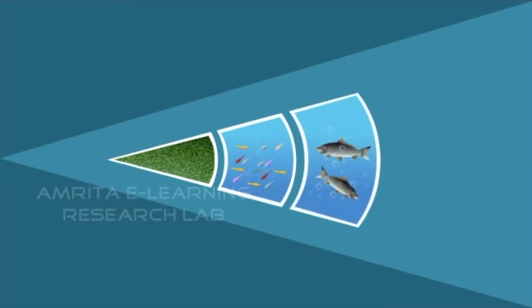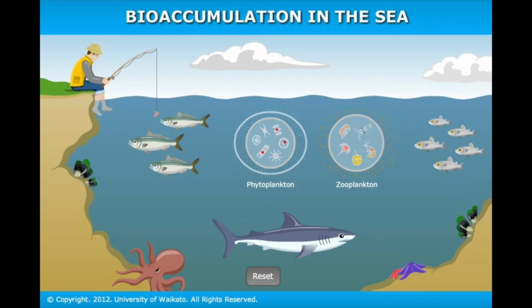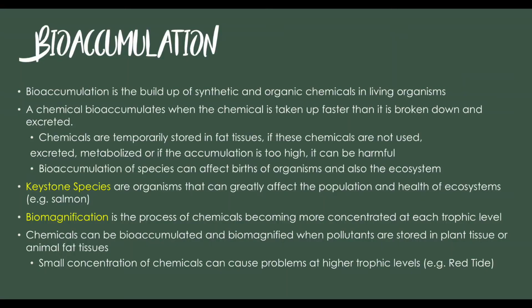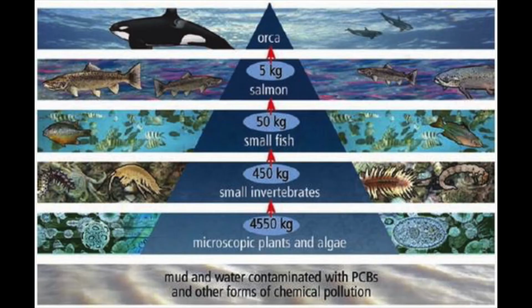Keystone species are organisms that can greatly affect the population and health of ecosystems. An example is salmon. Biomagnification is the process of chemicals becoming more concentrated at each trophic level. Chemicals can be bioaccumulated and biomagnified when pollutants are stored in plant tissue or animal fat tissues. Small concentrations of chemicals can cause problems at higher trophic levels. Examples are red tide.